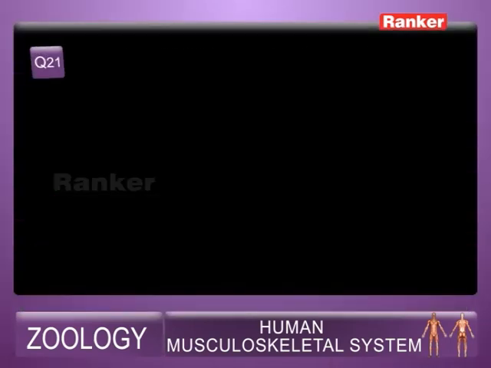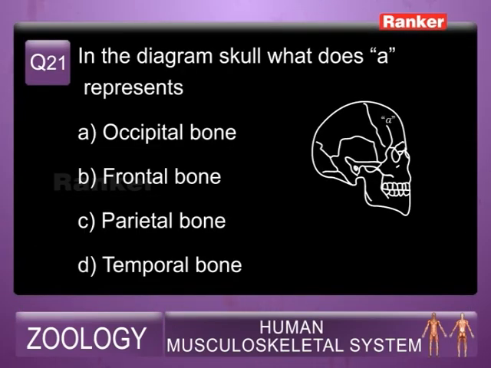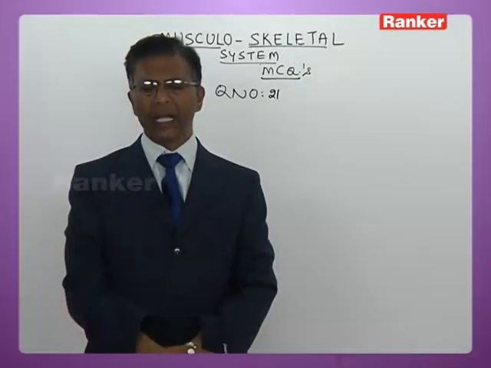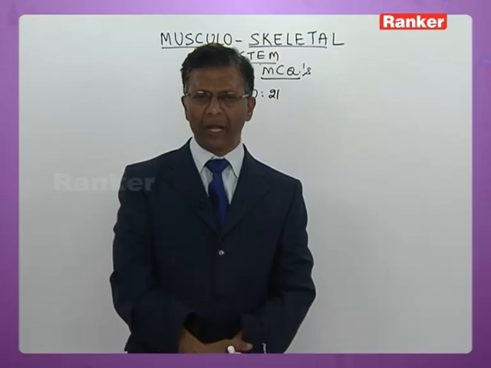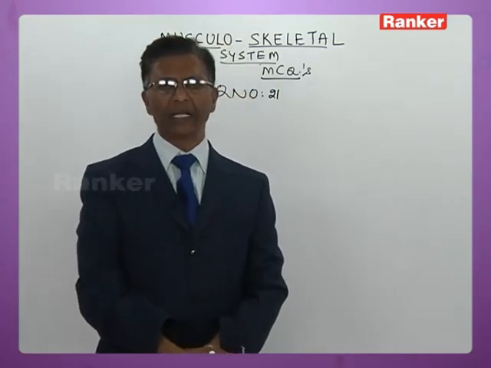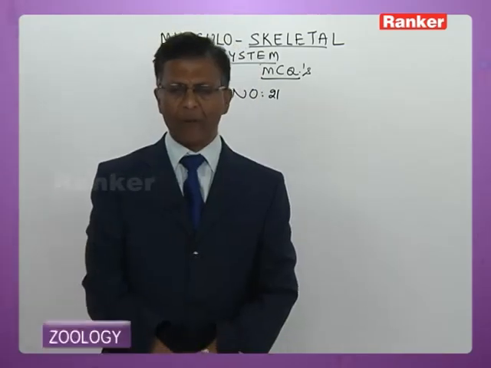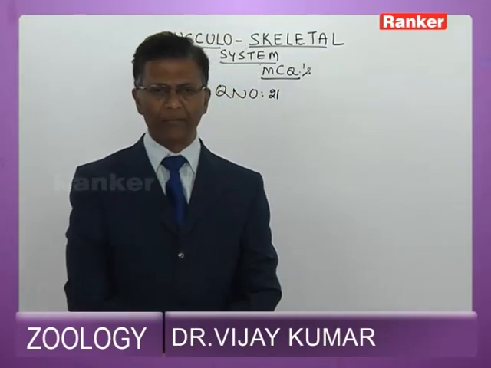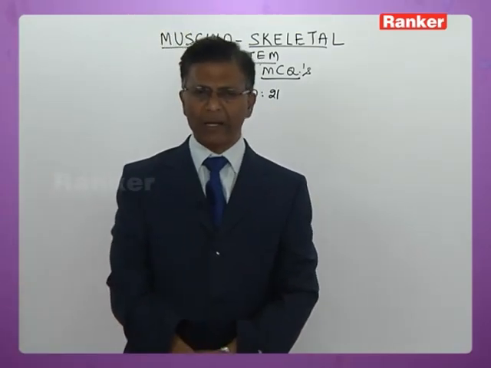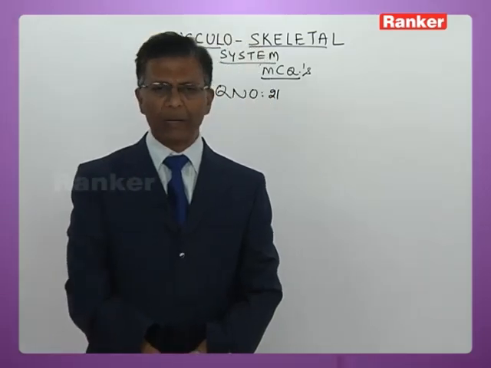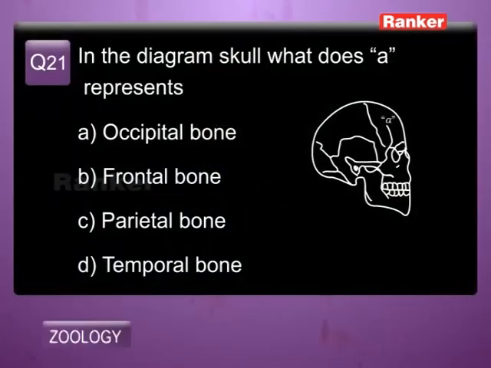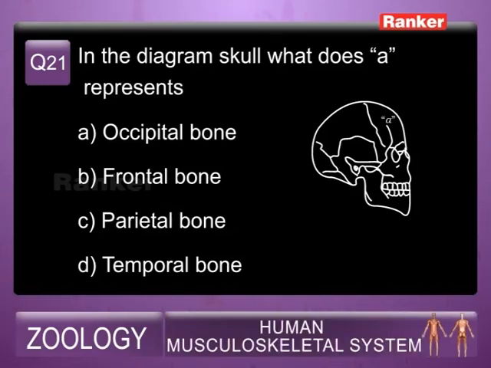21 is here. In the diagram of the skull, what does A represent? A. occipital bone, B. frontal bone, C. parietal bone, D. temporal bone. Here the bones of the cranium are given in the diagram. Yes students, you have learnt already that the cranium consists of 8 bones, where the frontal bone forms the forehead, the parietal bone forms the upper part and roof of the cranium, the temporal bones form the lateral part of the cranium, and the occipital bone forms the hind part of the cranium. So here A is representing the forehead, so obviously the answer for this is B. frontal bone.